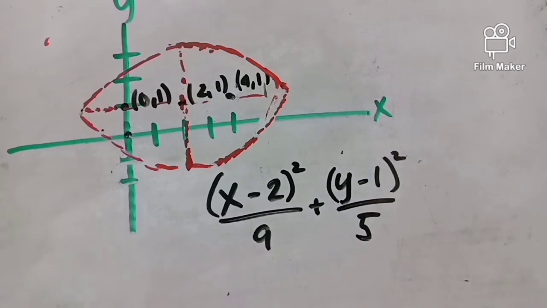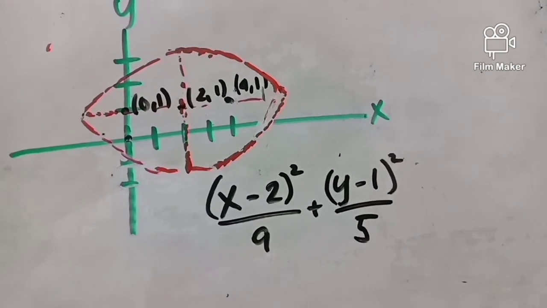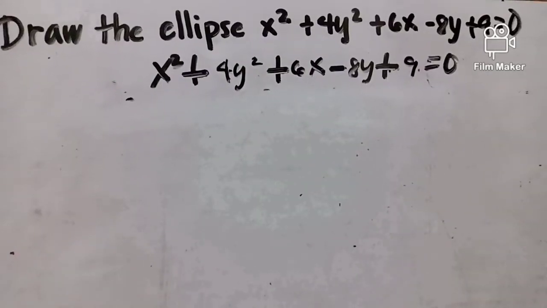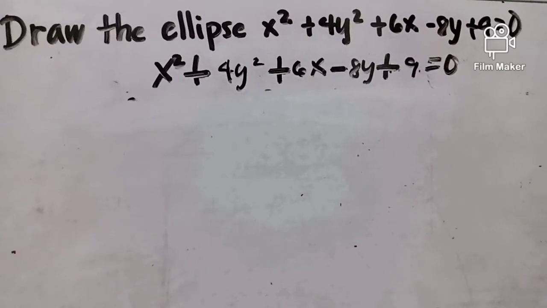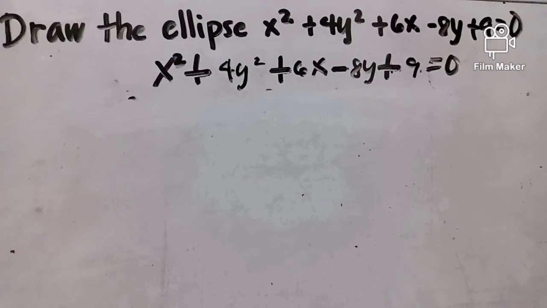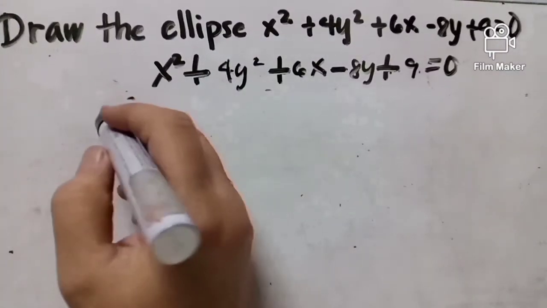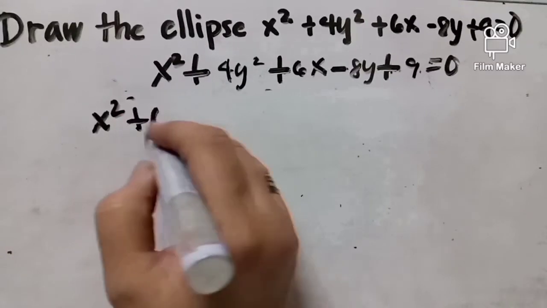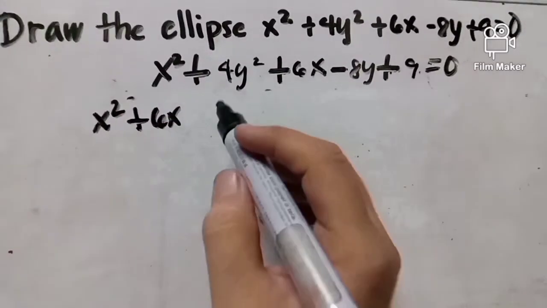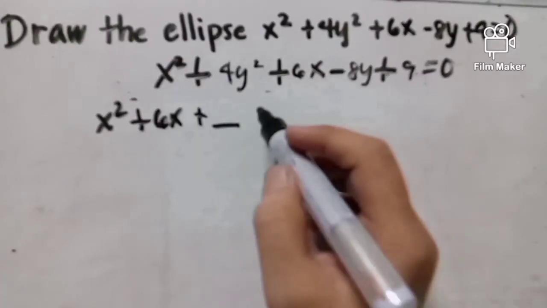So, guys, magkakaroon pa tayo ng isa pang problem solving regarding with ellipse. Ito yung problem natin ulit: x squared plus 4y squared plus 6x minus 8y plus 9 is equals to 0. I-rewrite natin uli siya. Ang gagawin natin, itong x squared tsaka 6x. So, x squared plus 6x, and then lagyan natin ng blank.